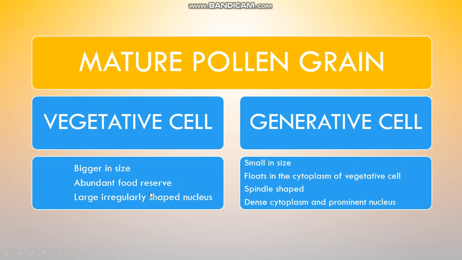Vegetative cell contains abundant food reserve, whereas here the food reserve is not there, and the generative cell floats in the cytoplasm of the vegetative cell. The nucleus of the vegetative cell is large and irregularly shaped, whereas the nucleus of the generative cell is spindle shaped. And it has dense cytoplasm and a prominent nucleus.